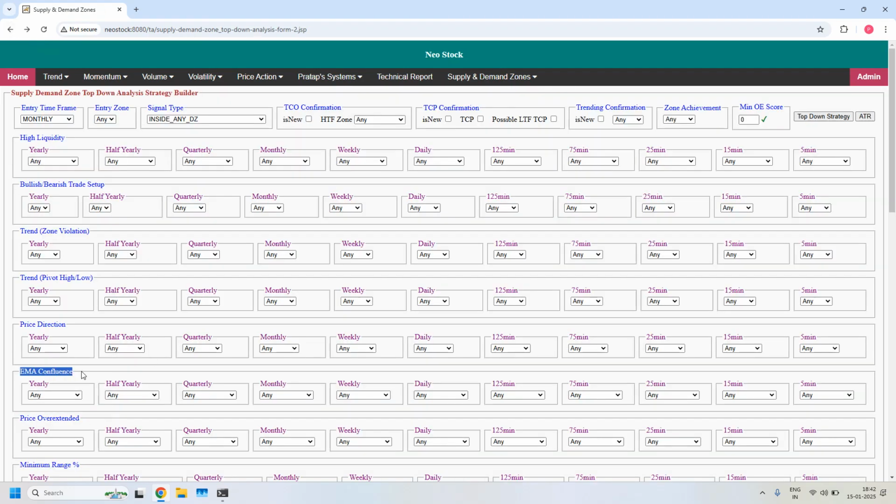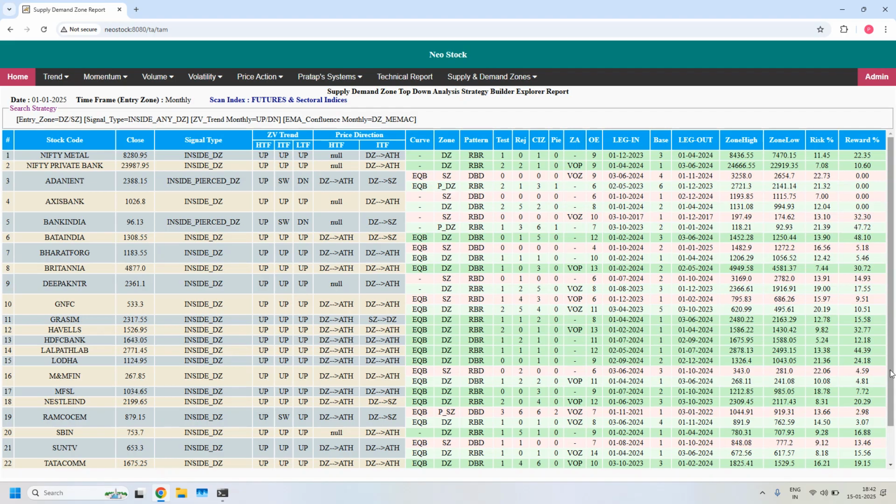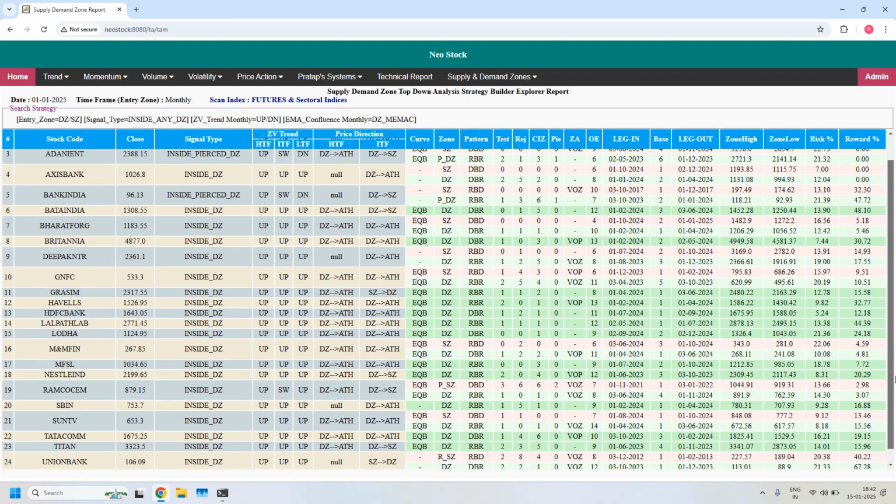So in the EMA Confluence parameter at monthly time frame, I am setting the filter monthly demand zone having monthly EMA Confluence. And the trend at monthly time frame should not be sideways with EMA Confluence. So I am selecting up or down. So with these filters, now list is reduced to 25 stocks.